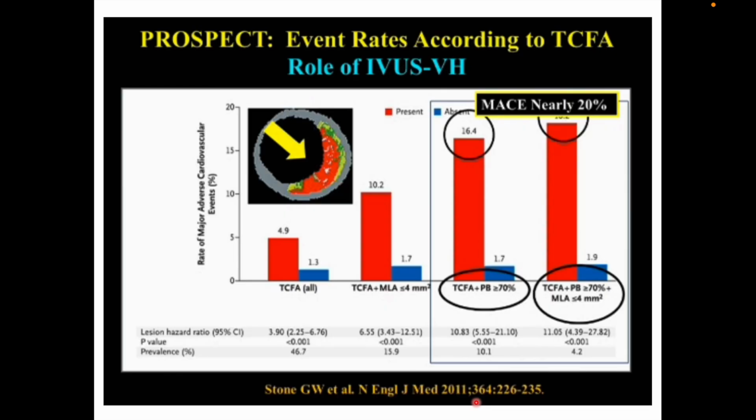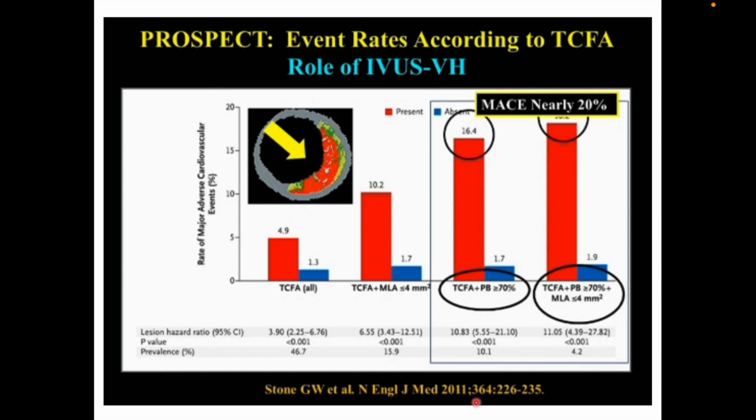We may be able to detect these vulnerable plaques prospectively, as Greg Stone showed in the PROSPECT trial using IVUS virtual histology. In ACS patients where culprit lesions were stented, he did multi-vessel IVUS virtual histology imaging. The biggest, bulkiest plaques with the most lipid core and smallest MLA, that's thin cap fibroatheroma plus plaque burden of more than 70% plus MLA of less than or equal to 4 millimeter square, had the highest event rate, almost 20% MACE rate over 3 years.